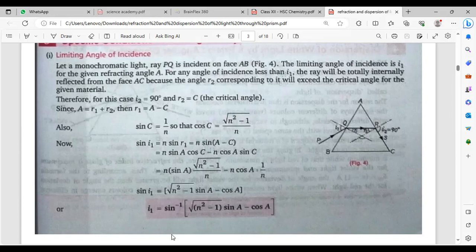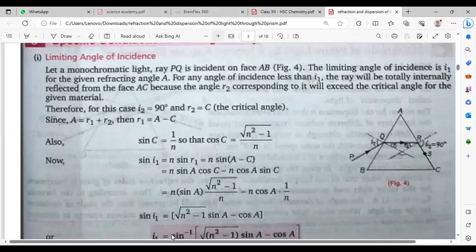Okay. Therefore, for this case, I2 has to be 90 degree. ये I2 angle of emergence जो होगा वो 90 degree होगा. And R2 जो होगा that will be equal to critical angle. Is that okay? डायग्राम समझ में आ रहा है? फर्स्ट ऑफ ऑल, ये वाले एंगल को क्रिटिकल एंगल बना लिया हमने.